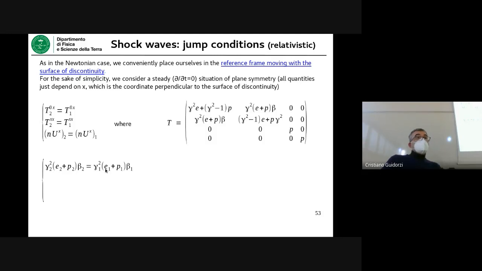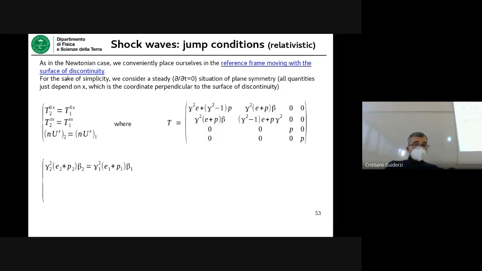E1 instead is energy density in the comoving frame of the fluid 1, so of the unperturbed, of the upstream fluid. P1 again is the pressure in the very same comoving frame of fluid 1, and beta 1 is the velocity of the upstream fluid with respect to the shock. I'm trying to go slowly, just to repeat things, to make sure that you understand.